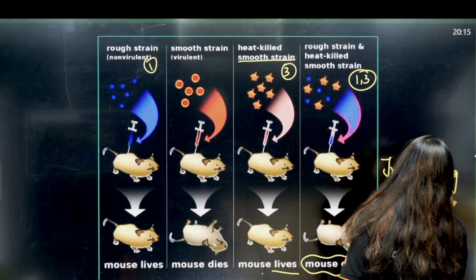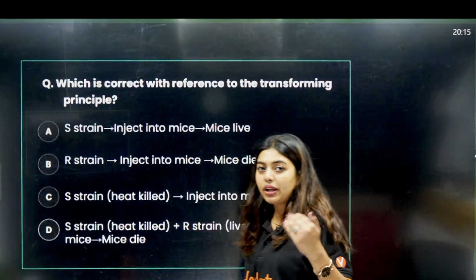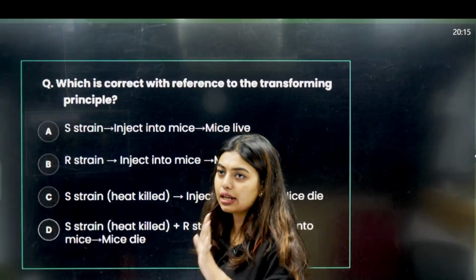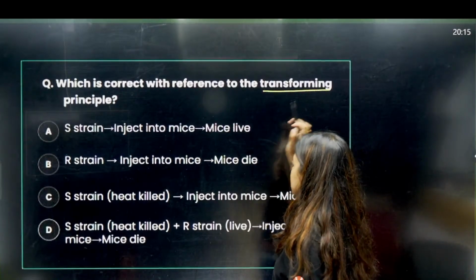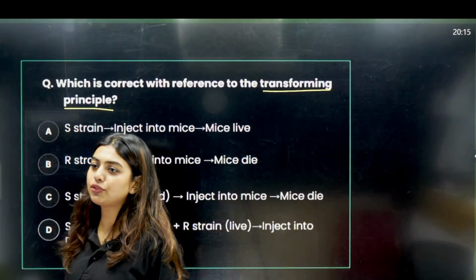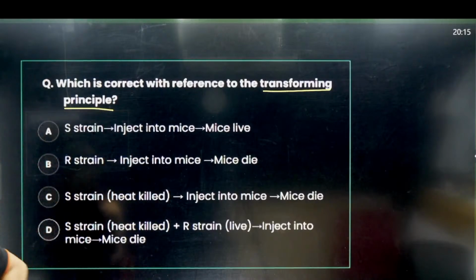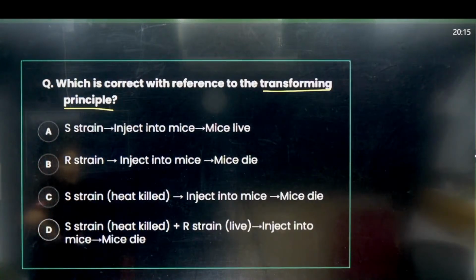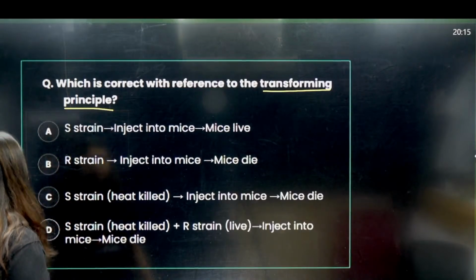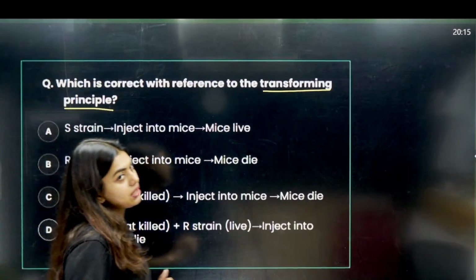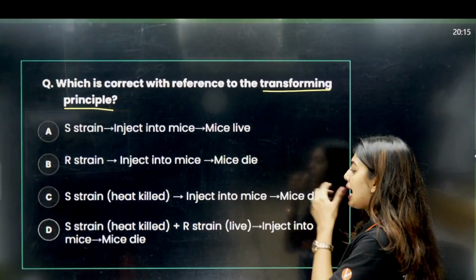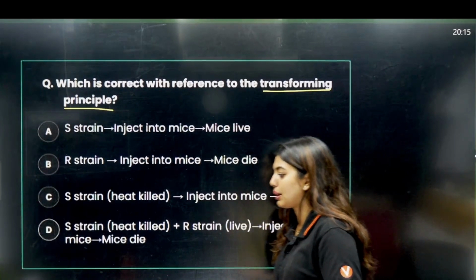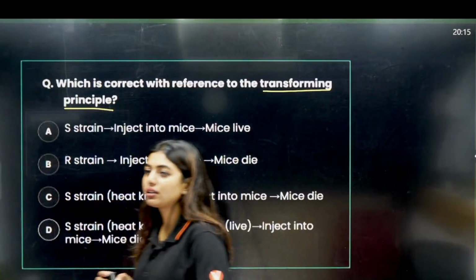Transforming principle. Clear? Now, before I go further, let me ask you all one question. Which is correct with reference to the transforming principle? Can you all take a minute and answer this question for me? Which is correct with reference to the transforming principle? S strain injected into the mice lives. R strain injected into the mice dies. S strain heat killed injected into the mice dies. S strain plus R strain injected into the mice dies. Tell me which among these?